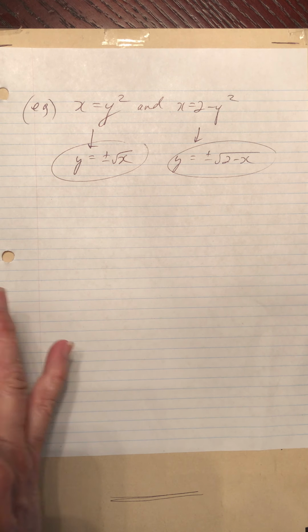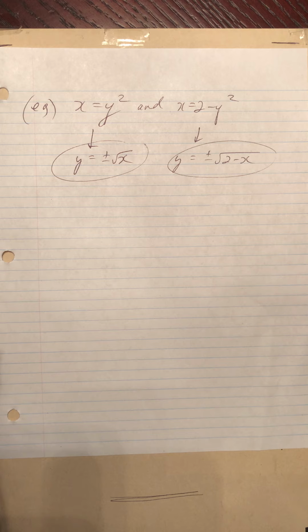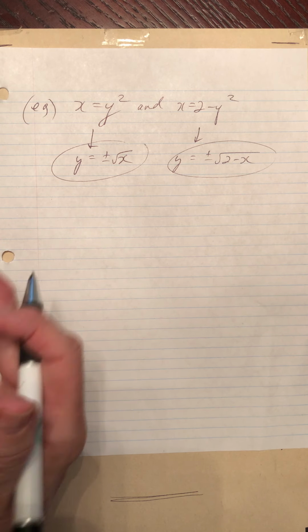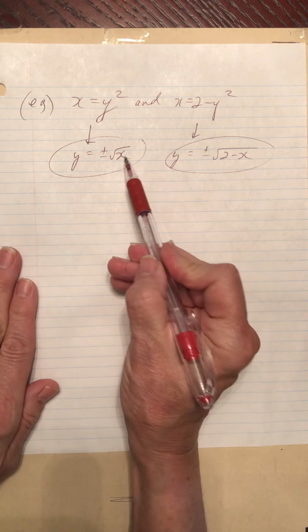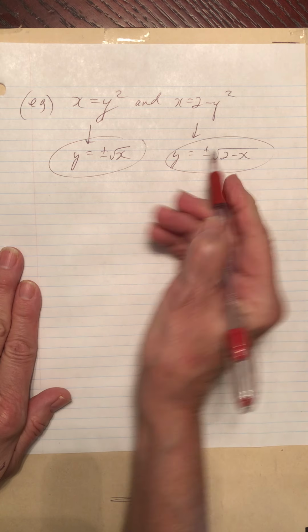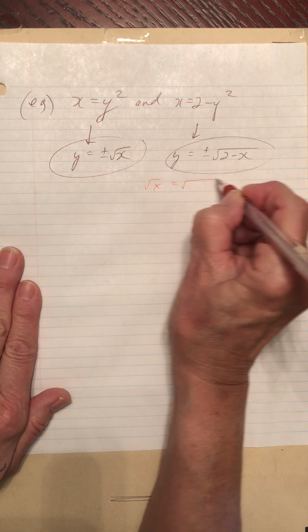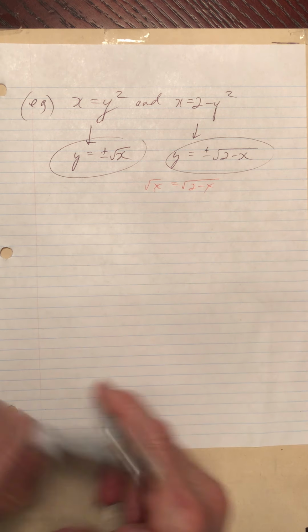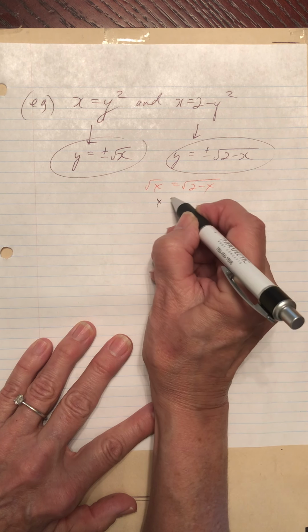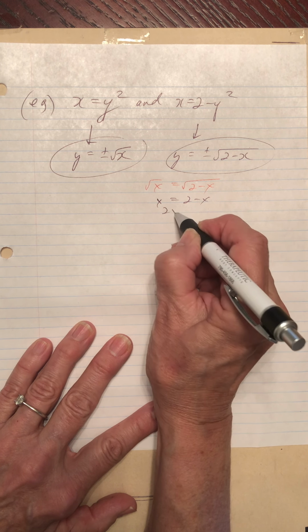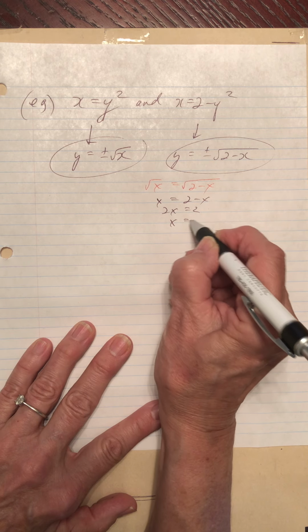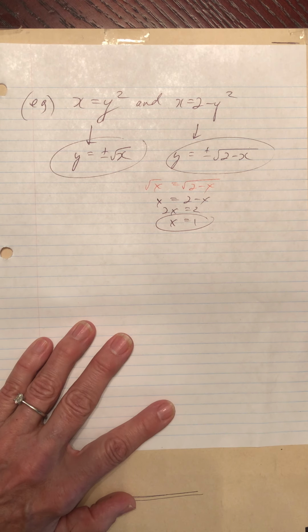But the first thing I need to know is I'd love to see the graph, but where do these guys meet? So where does this function meet this function? So it would be, where does root x equal root of 2 minus x? So you'll square both sides. You will have this, so we have 2x equals 2, so x equals 1. So these two graphs are meeting at 1.